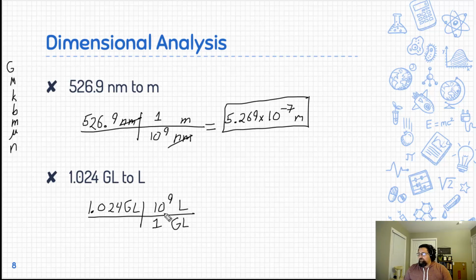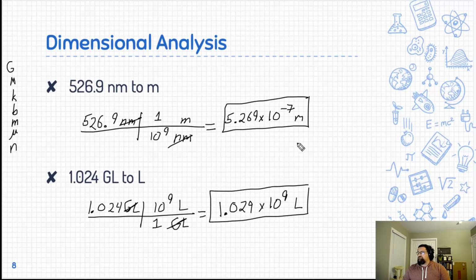All right. But this time we're going to multiply across the top and divide by the bottom. 1.024 times 10 to the 9th. This is an easy one because we'll just leave it just like that. 1.024 times 10 to the 9th liters. All right, and that's dimensional analysis. Real quick, real simple, real straightforward.